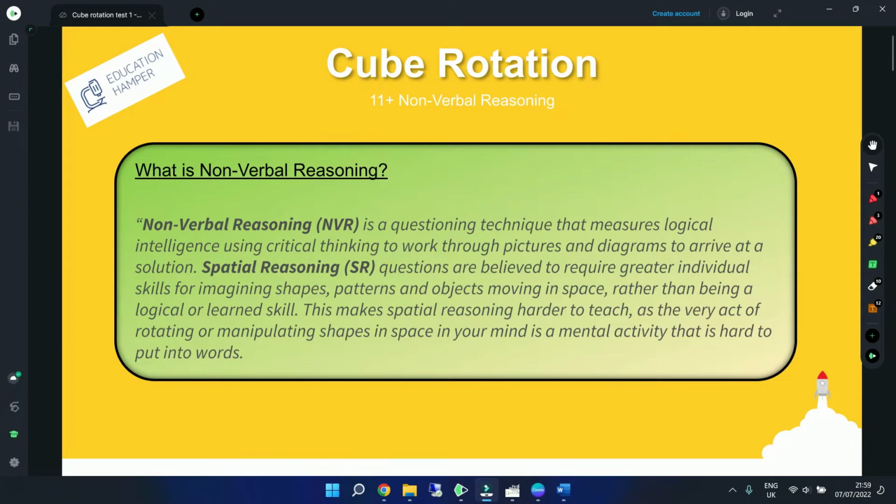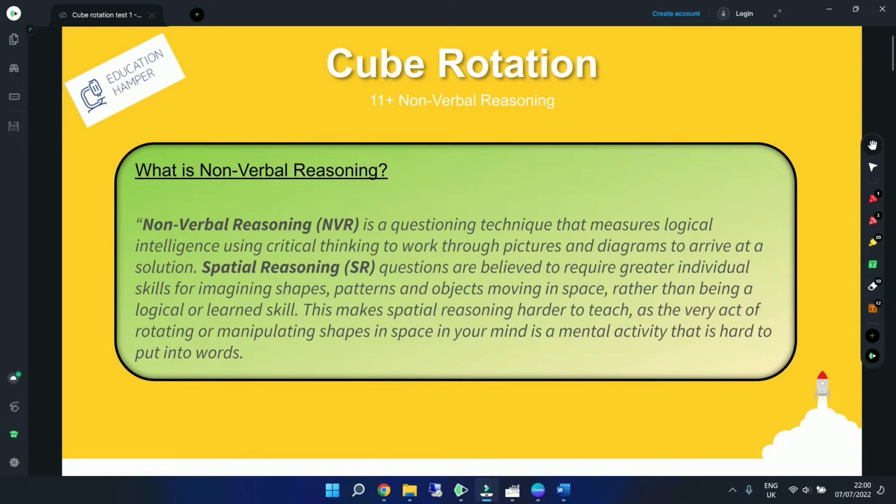Today we'll be running our way through the 11 plus non-verbal reasoning exercises. In this case, it's going to be cube rotation. So let's just, from the offset, discuss what is non-verbal reasoning. It's one of the key elements in the 11 plus and ISEB if you're sitting either of those. What we're doing here is trying to measure logical intelligence using your critical thinking to work through pictures and diagrams to arrive at a solution.